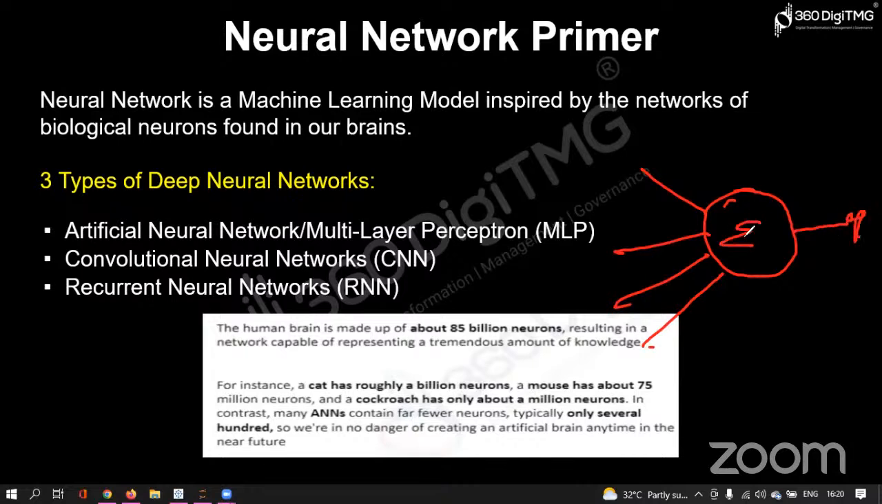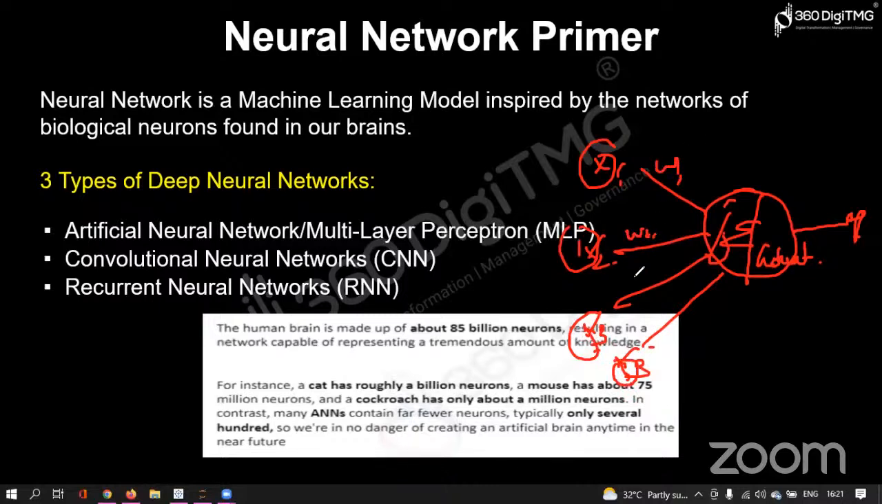Here you have a summation function. These are the inputs, the number of features you will be having. So normally a single layer perceptron will be looking like this. Here we'll be having summation and activation function. These are all inputs, and here we'll be having weights W1, W2, W3, W4.